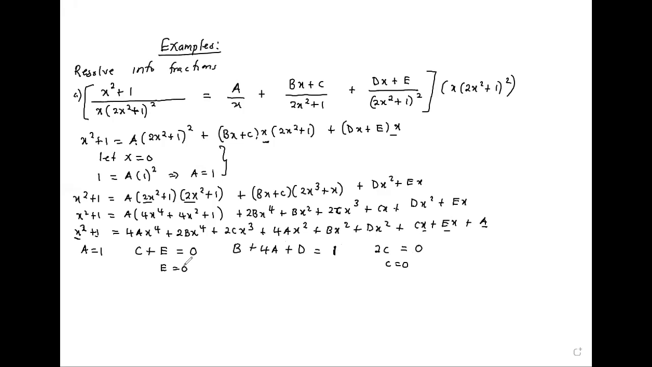Then we go to power 4, 4a plus 2b is equal to 0. But a is 1. So we have 4 by 1 plus 2b is equal to 0. So 2b is equal to -4.